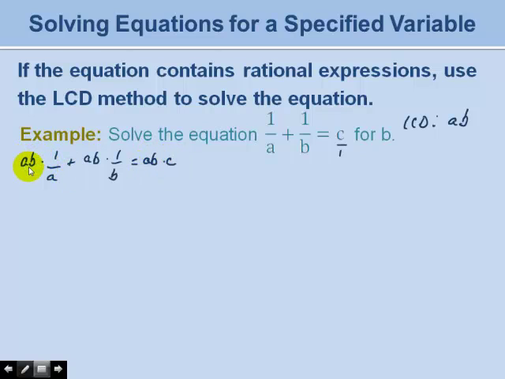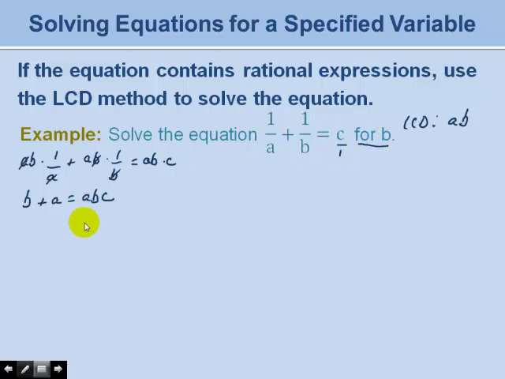And since these are all multiplications here, that means we can cancel our factors. So here the common factors are a, and here they're b. What we have left here is b times 1, so that's just b. What we have left here is just a, and over here we have abc. Now this is where it's important to remember which variable you're solving for. In this one we were solving for b.